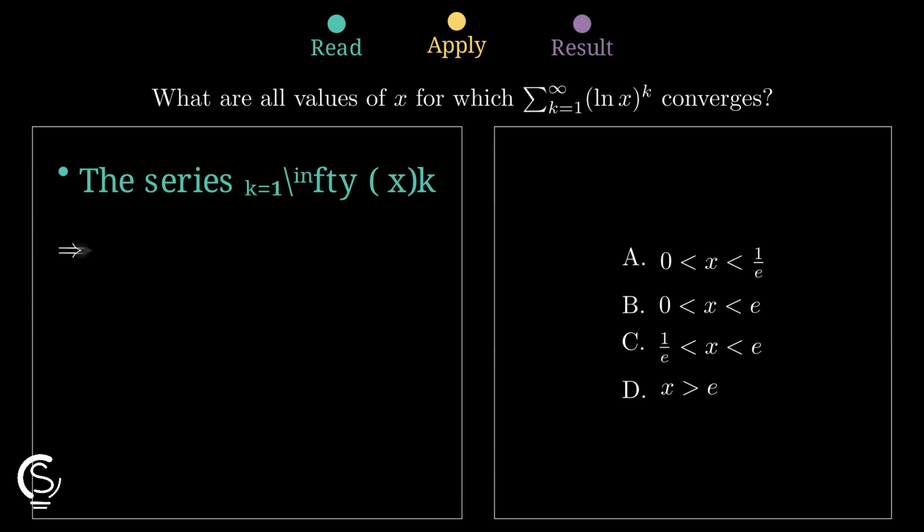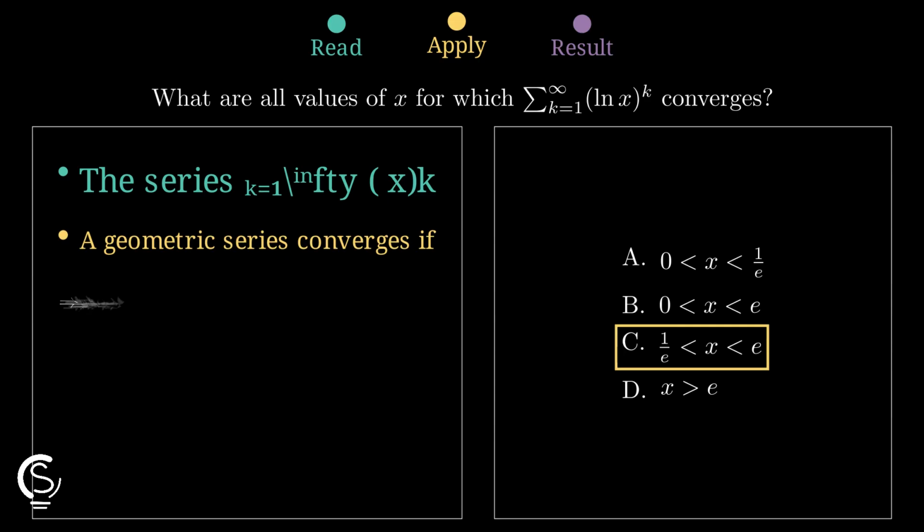Now solve |ln x| < 1. That becomes -1 < ln x < 1, and exponentiating all three parts gives 1/e < x < e, which matches option C.